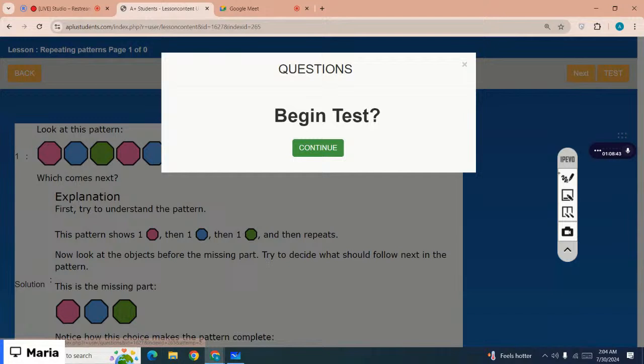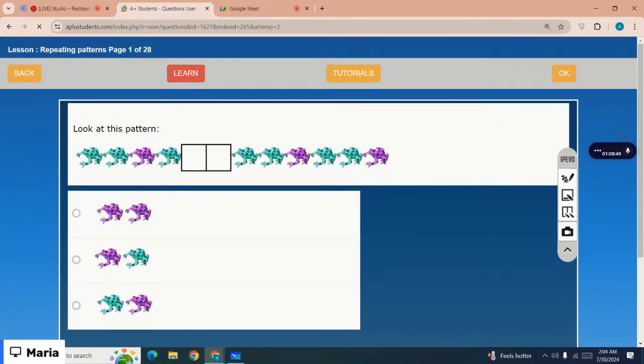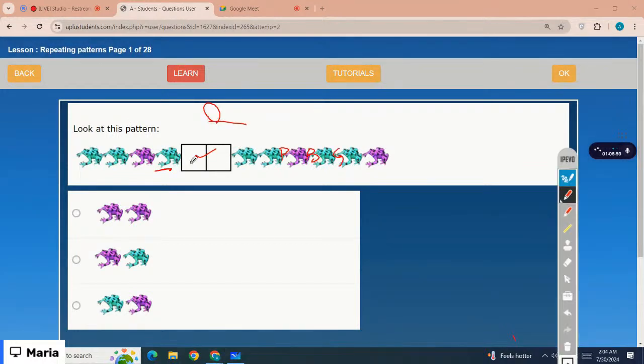Let's just start with the test questions. Okay, look at this pattern. So you have two blue, one purple. Two blue, one purple. Two blue. That means the pattern is two blue, one purple. So here you have only one blue. That means one blue and one purple is missing.